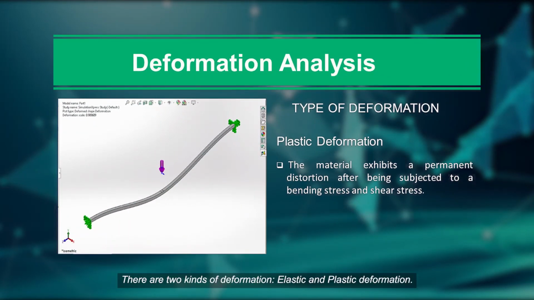There are two kinds of deformation, elastic and plastic deformation. The type of deformation that we have here is plastic deformation. It is because when 7079 aluminum alloy was subjected to a load of 35 kN, the material exhibits a permanent distortion and will not be able to go back to its original form as the force exceeds the yield strength of the material.